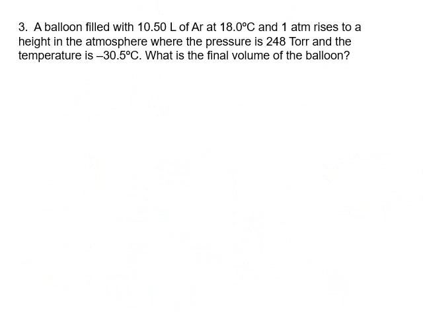Question number 3. A balloon filled with 10.5 liter of argon at 18 Celsius and 1 atmosphere rises to a height in the atmosphere where the pressure is 248 torr and temperature is negative 30.5. What is the final volume of the balloon? Now this question is about a state change. So it changed from state 1, which has volume 10.5, temperature T1 of 18 Celsius, pressure P1 of 1 atmosphere, goes to P2, 248 torr, temperature T2, negative 30.5 Celsius. You need to change to Kelvin. So we want to calculate volume V2.